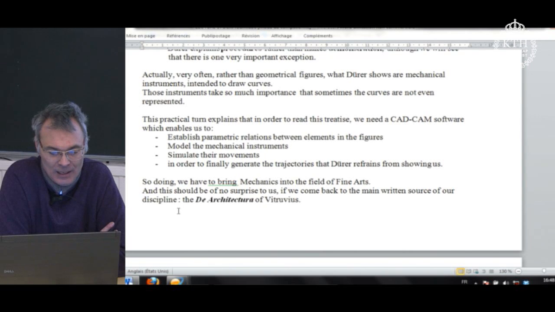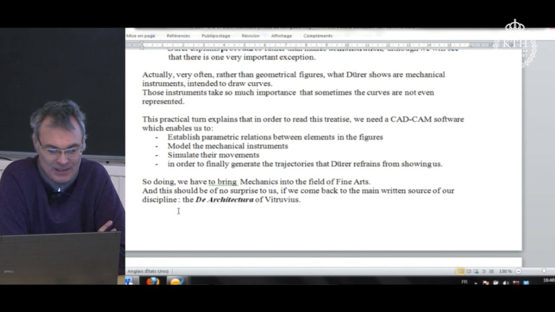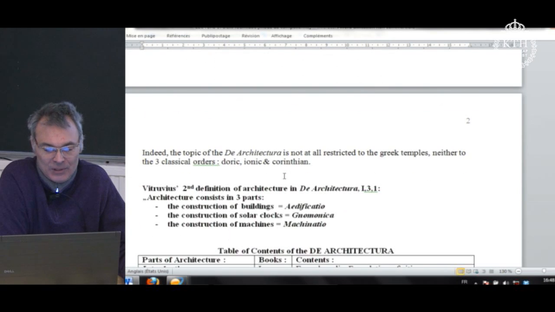In so doing, we have to bring mechanics into the field of fine arts. And this should be of no surprise to us, since if we come back to the main written sources of our discipline, the De Architectura of Vitruvius, we would already find such a thing.